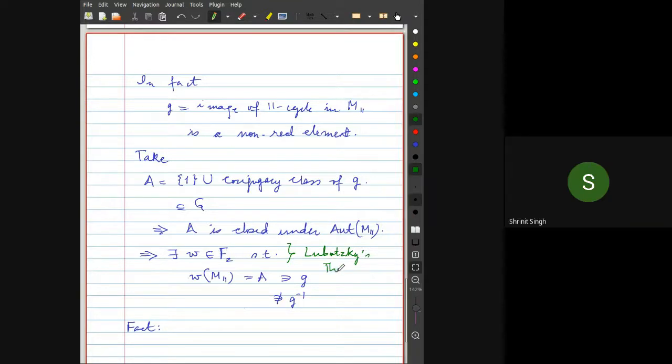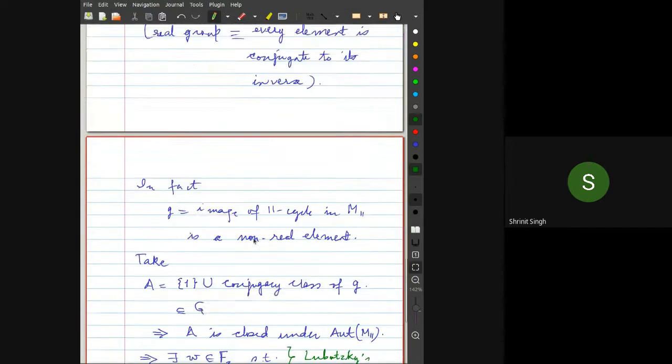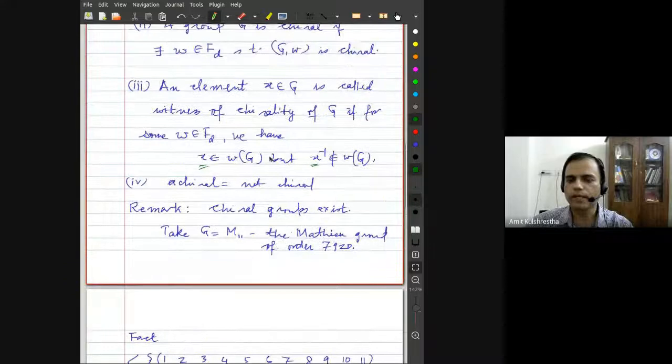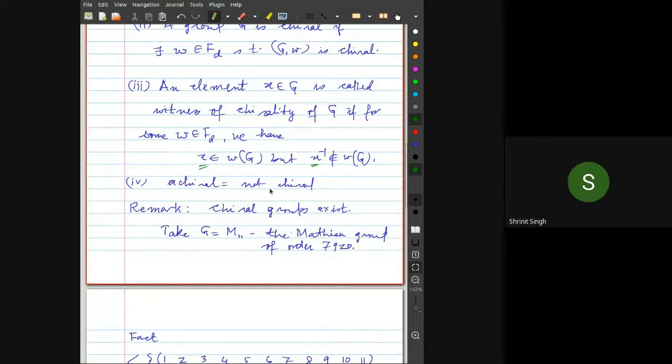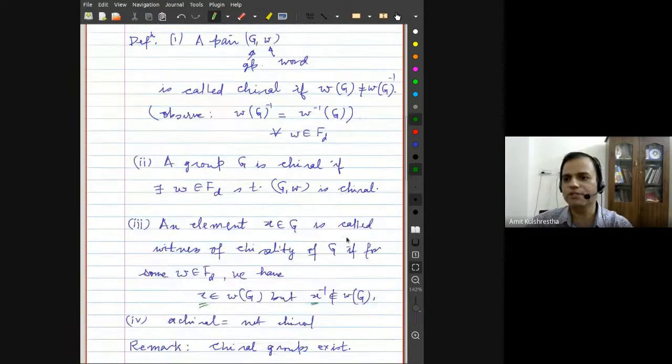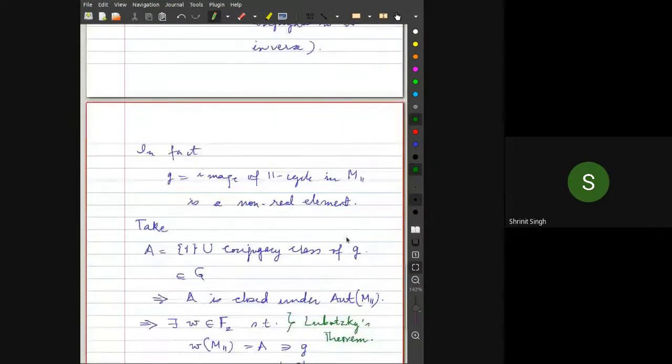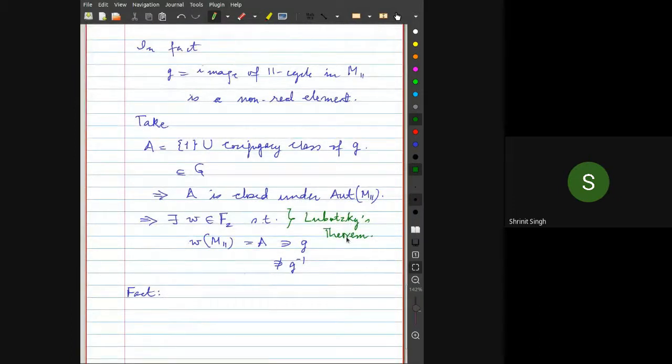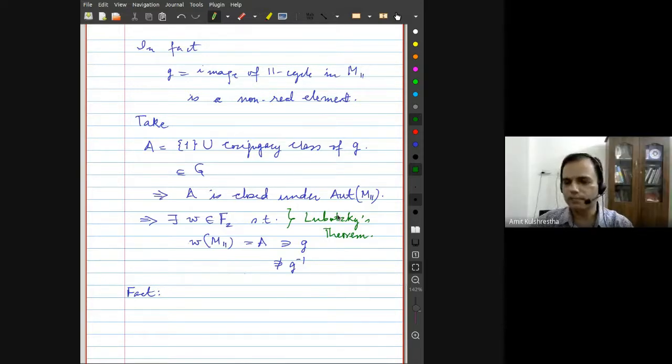Sir, for a group to be chiral, we need that there exists a word W such that the pair (G, W) is chiral. Yes, there exists. Otherwise, symmetric words you can find plenty. So chiral is asymmetry, the opposite of symmetry. You said that W(G) inverse is: you take all the elements in the image and you take its inverse. That is the meaning of W(G) inverse, which is the same as the image being closed under inverses.